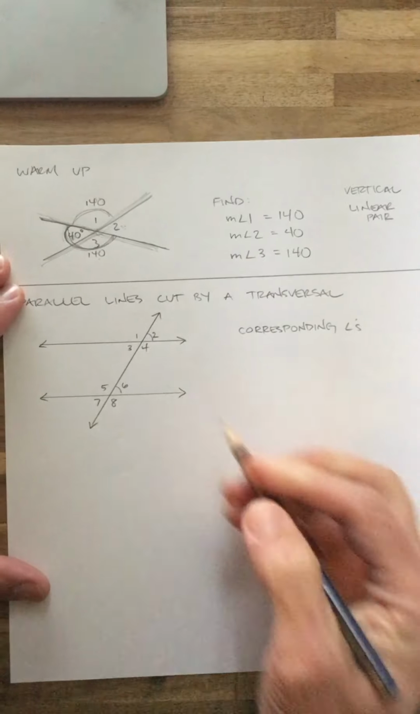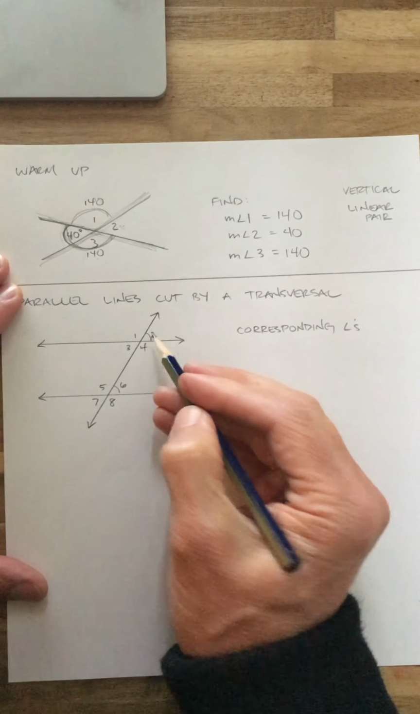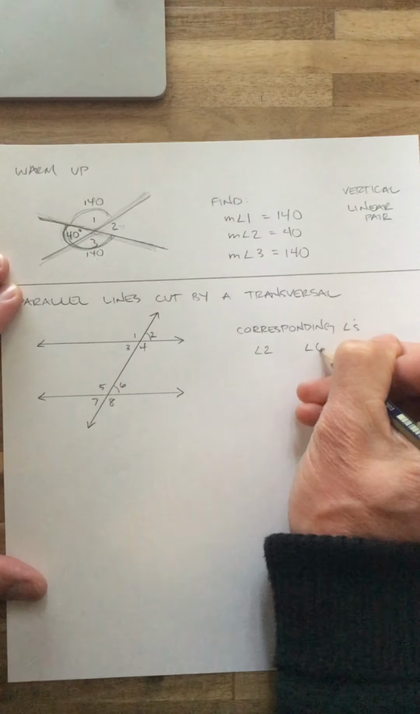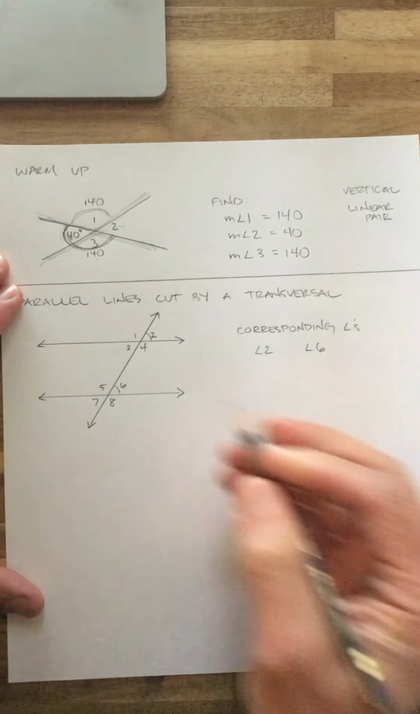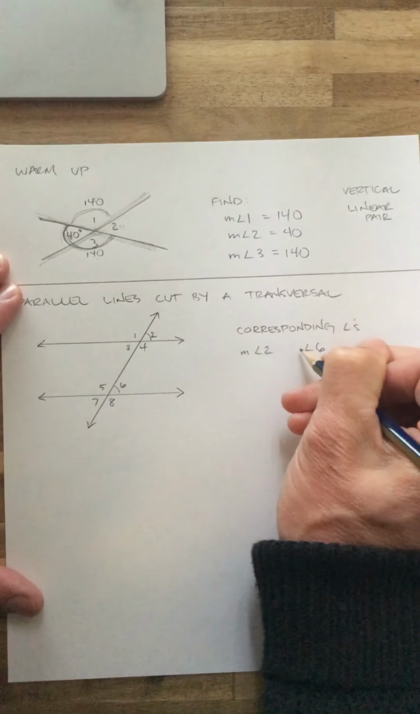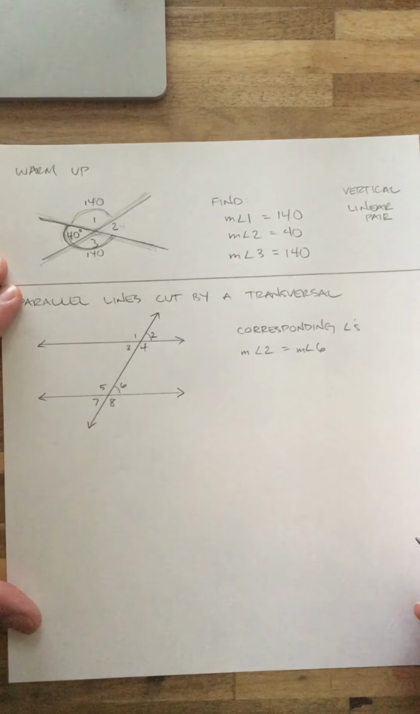All right, I've already pointed out two corresponding angles, this angle 2 and angle 6. So I know that angle 2 and angle 6 are corresponding angles. And we also know that they are going to be equal to each other. So the measures, okay, are equal to each other. Do you see any other corresponding angles?